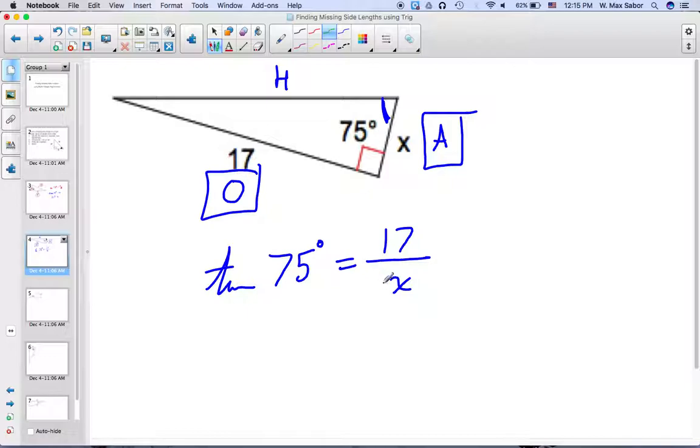So now we need to solve this. When we solve this, we get x equals 17 divided by tangent of 75 degrees. And if you want to find the approximate answer, you type that in and you should get about 4.6.